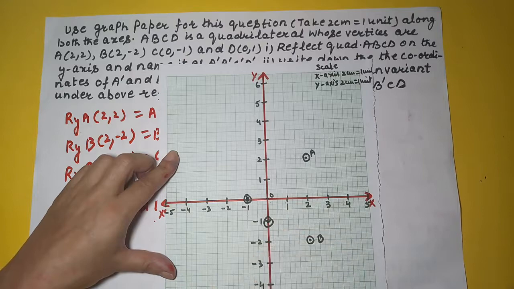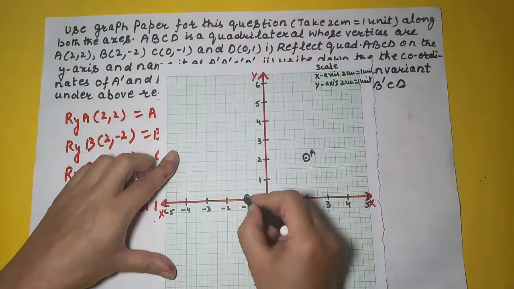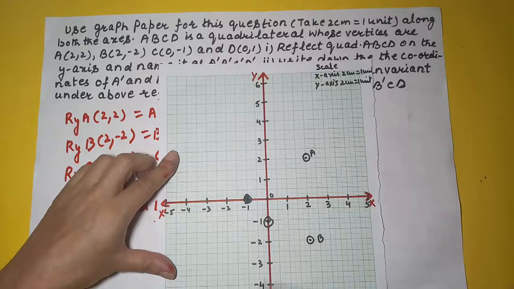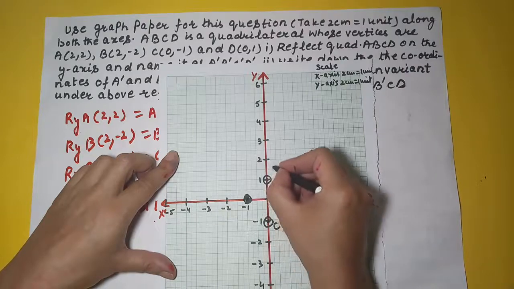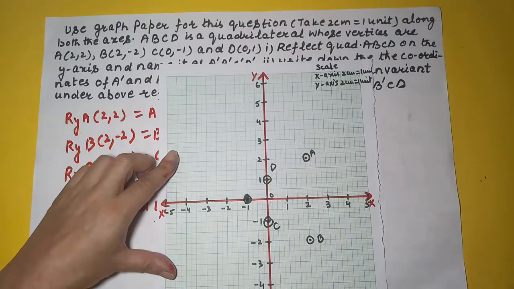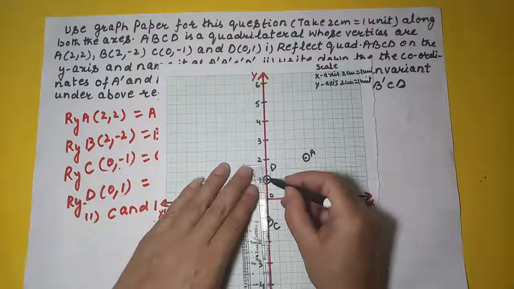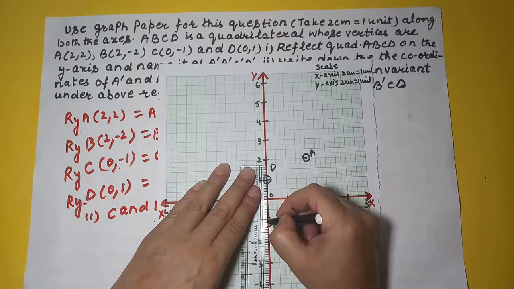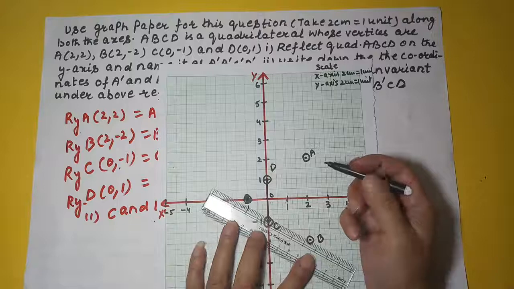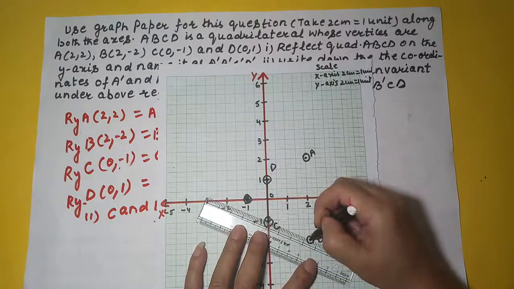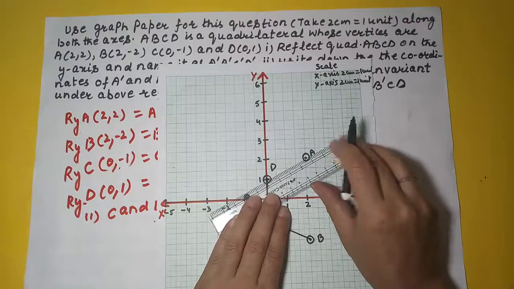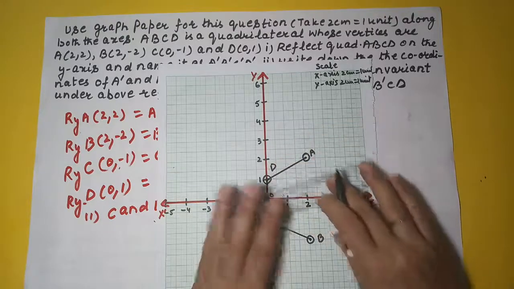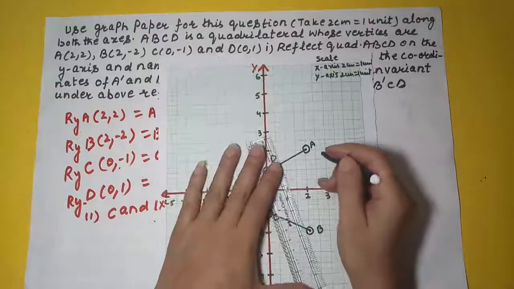Y is minus 1, x is 0. And D, this is not the point. Discard this. This is my C. And D is 0 and 1. So that means it's here. This is my point D. Right? So let me join these points. Now here it is already joined. Both of them lie on the y-axis. But you can make it prominent. Okay, join this also. Then you can join A and B.